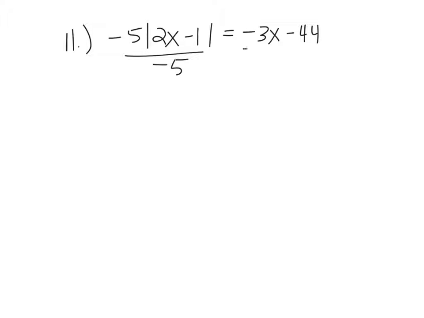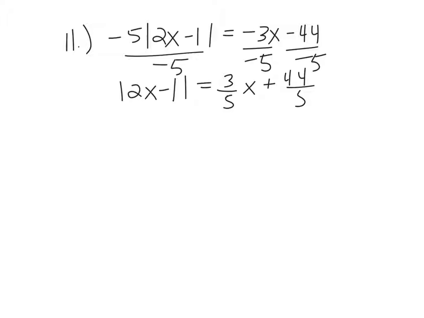So 11 is -5 times the absolute value of 2x minus 1 equals -3x minus 44. I need to start this problem the same way I did the last one, by dividing everything by -5. That gives me the absolute value of 2x minus 1 equals positive 3/5 x plus 44/5.